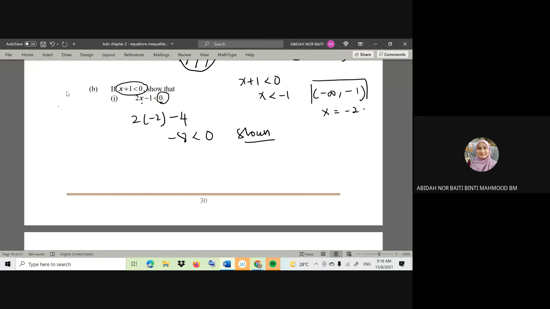Dia punya value of x dia, as long as your x is less than negative 1. Any value, ganti saja dekat x ni. Nak mudah saya ambil minus 2 lah. Okay, kalau masuk 0 boleh tak kita gantikan x dengan 0? Tak boleh. Kenapa tak boleh? Sebab dia tak ada dalam ni. Kita nak value ni sahaja yang kita gantikan tu.